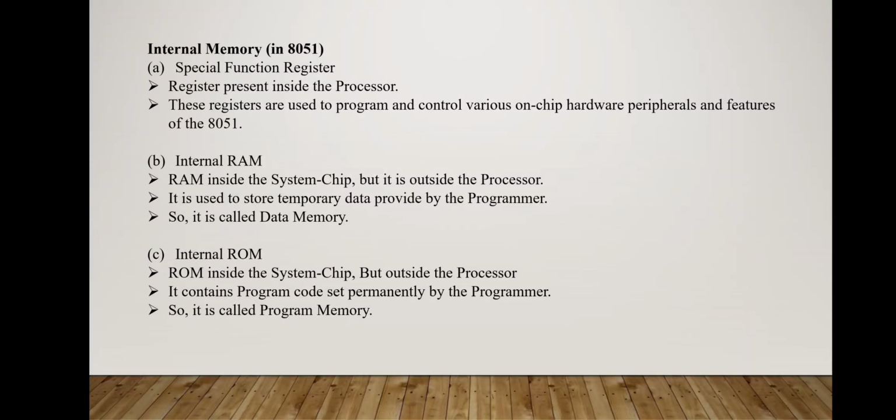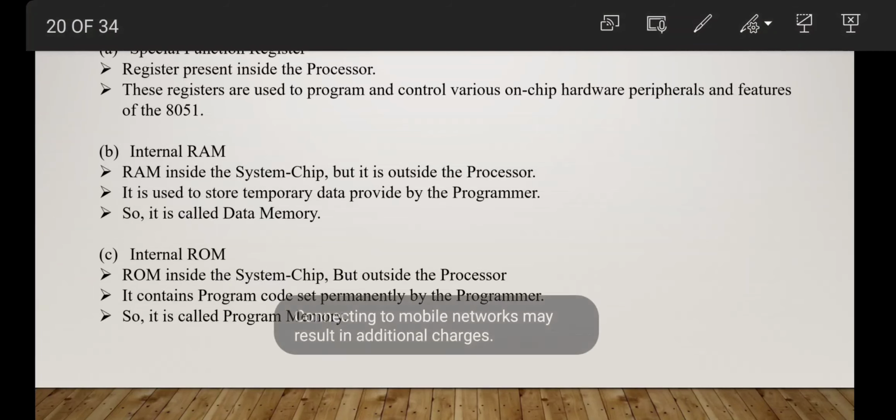Today we are discussing the first topic, internal memory in 8051. There are three internal memories located in 8051. The first one is the special function register. This is a register present in the processor. These registers are used to program and control various on-chip hardware peripherals and features of 8051.